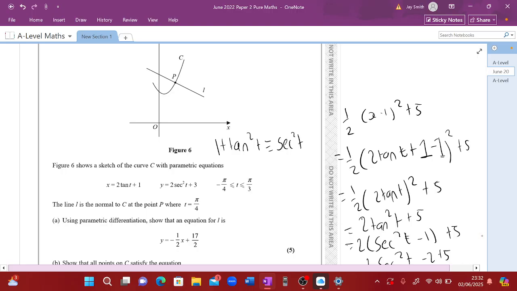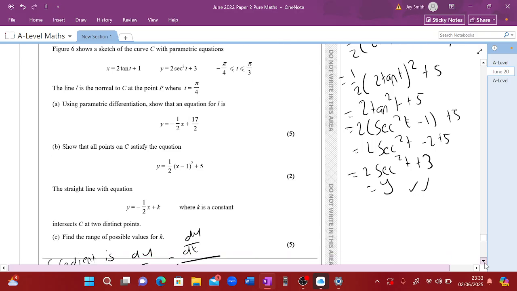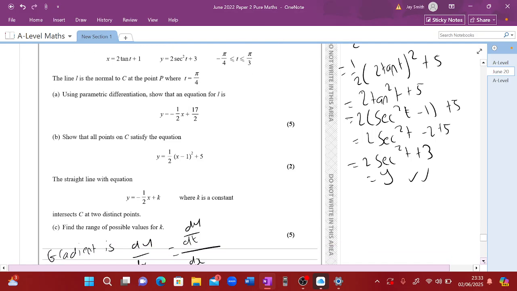So, what's going on? Let me read the question actually. Let's scroll down. So we have this equation, cool. Then we have another straight line with equation y is minus a half x add k. I immediately spot the relationship with the normal because they have the same gradient, right? So this line intersects C at 2 distinct points. Find the range of values of k.